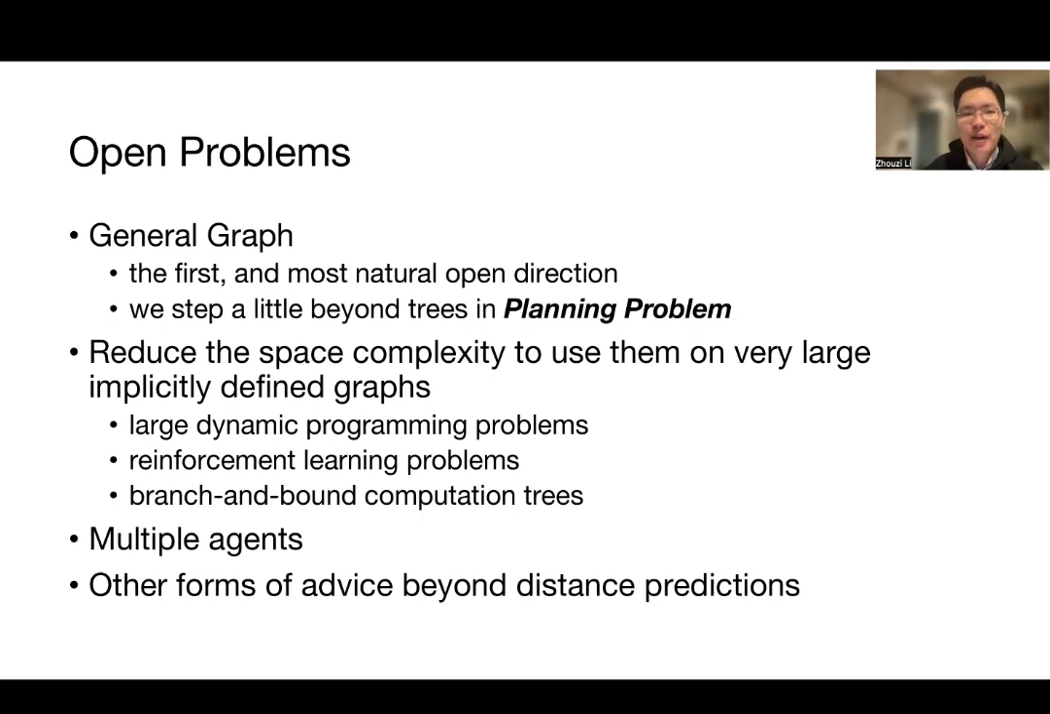We hope our work can inspire future work, and we list some probable open problems here. The first and most natural open direction is to generalize the results to general graphs. We only step a little beyond trees in the planning problem, and more results are left to the future. Also, reducing the space complexity to use them on very large, implicitly defined graphs can be interesting. Then we can use the results in cases such as large DP problems or RL problems. And finally, multi-agent settings and other broader forms of advice are also intriguing directions.